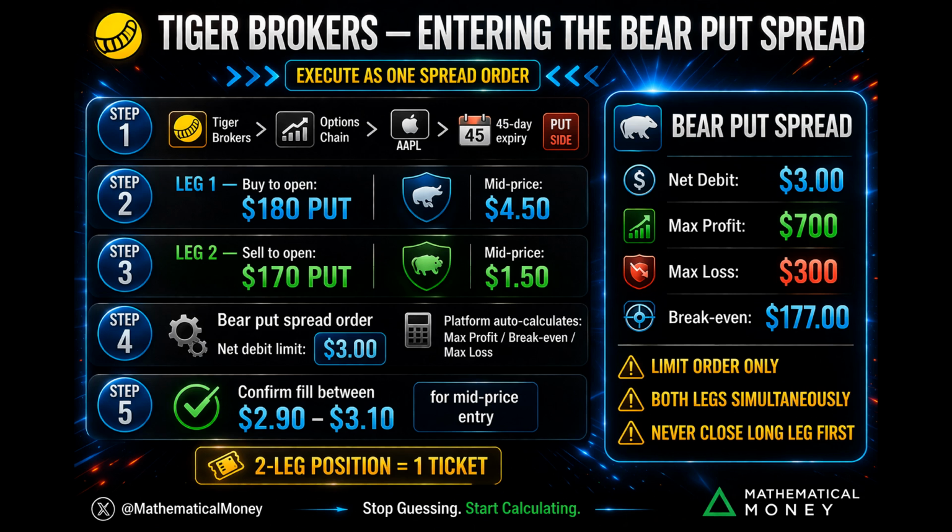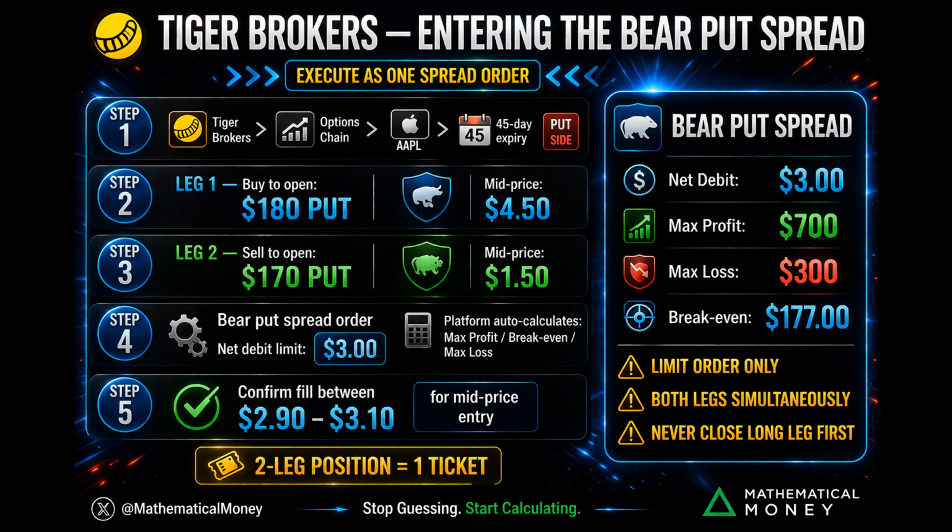Execute both legs as a spread order. In Tiger, open the spread order ticket, select bear put spread, enter the 180 and 170 strikes, and enter a limit price of $3 debit. The platform displays your net debit, maximum profit, maximum loss, and break even automatically. Always use a limit order on spread entries, never a market order on two-legged positions.